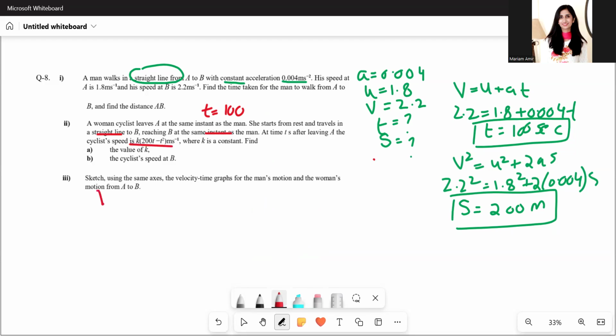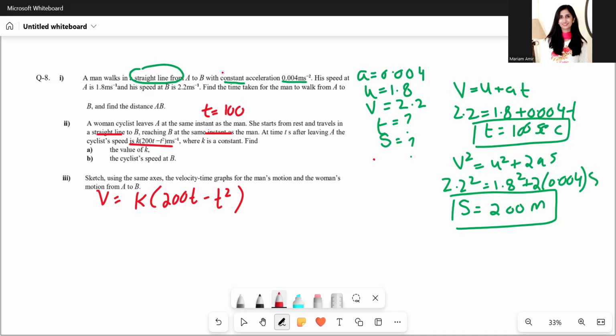Okay. So since the cyclist's speed is dependent on t, its acceleration is also going to be dependent on t, which means it's not constant. That means we cannot use equations of motion here. Find the value of k. Okay, so how do we find k?